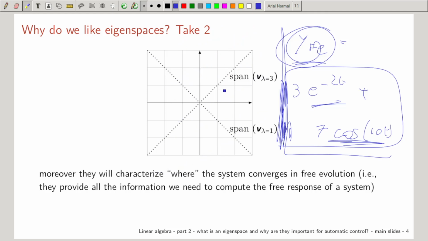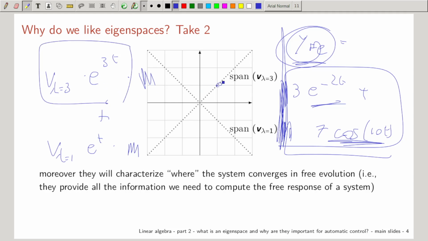We have, in a certain sense, V0, V lambda equal to 3 times e^(3t) times an initial condition, plus V lambda equal to 1 times e^t times an initial condition. You see? This one is this trajectory, this one is this trajectory, true? And then depending on whether I take this initial condition, this initial condition, this initial condition, I am blending them. How are we? 1 to 3.